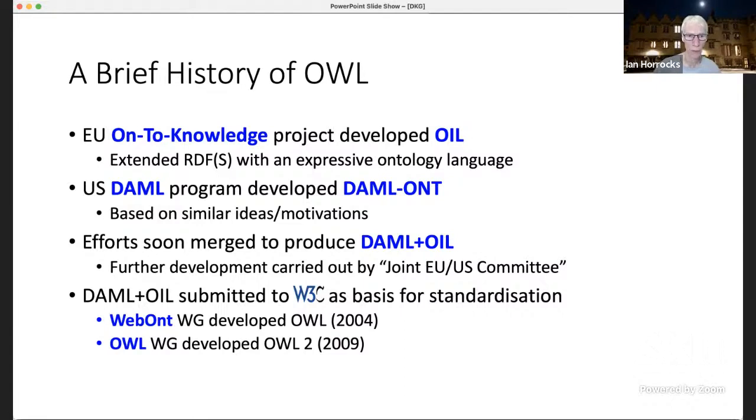And the original OWL working group, which was actually called the WebOnt working group, because the name OWL hadn't even been coined then back in 2004, that actually came out of the working group. So that was called the WebOnt working group. And then in 2009, there was another working group set up to extend and refine the specification a bit to give OWL 2.